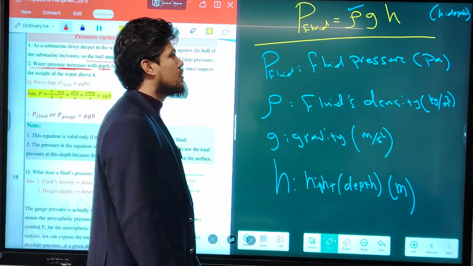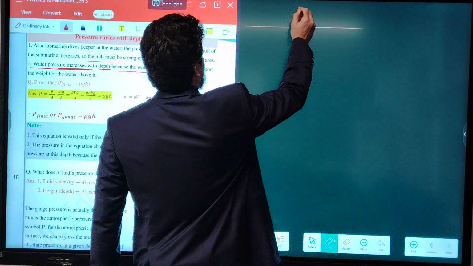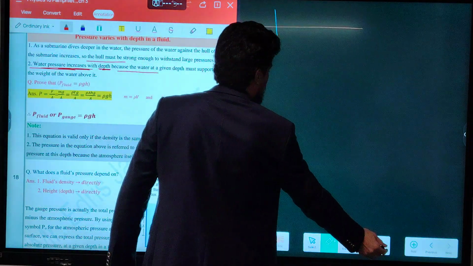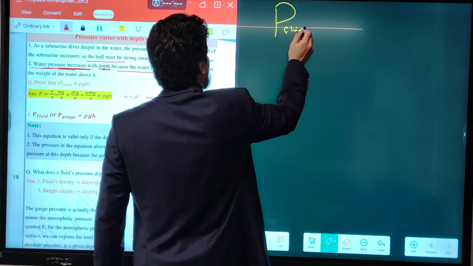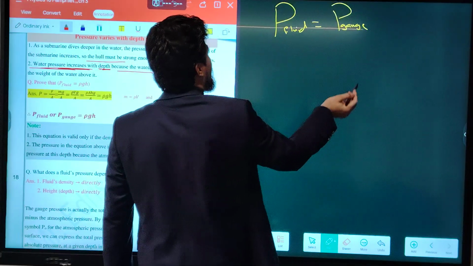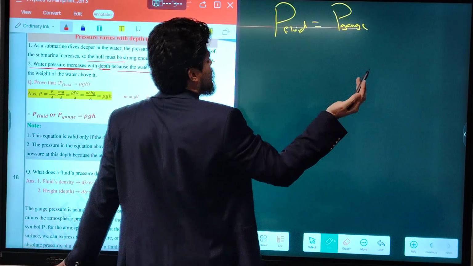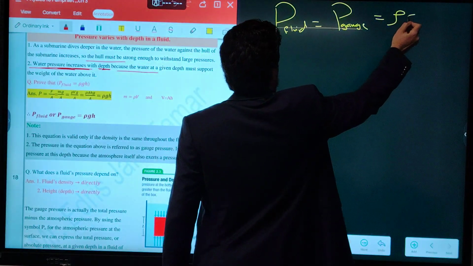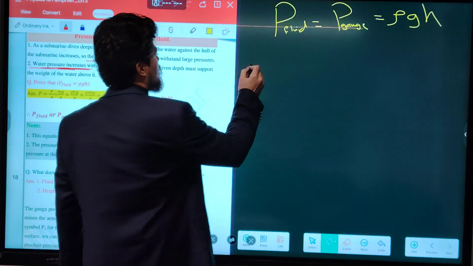The pressure of the fluid in a container is called the gauge pressure, and we can determine it using this equation. P fluid means gauge pressure. It has 2 names, fluid pressure or gauge pressure, it doesn't matter, both are correct. And both of them are equal to density, gravity, and height.